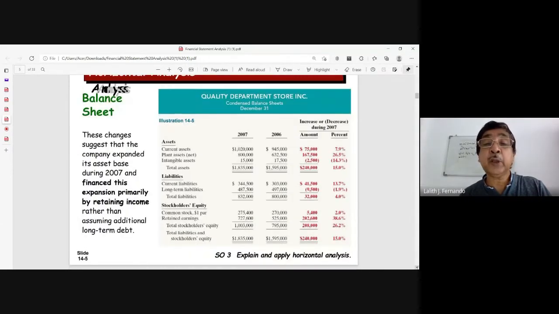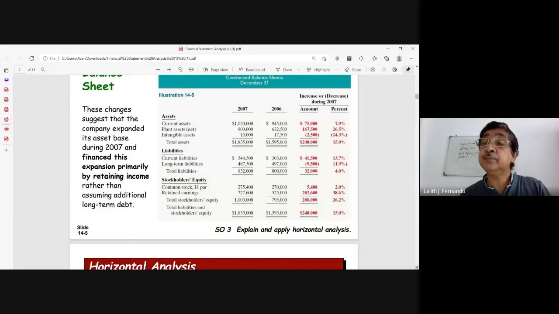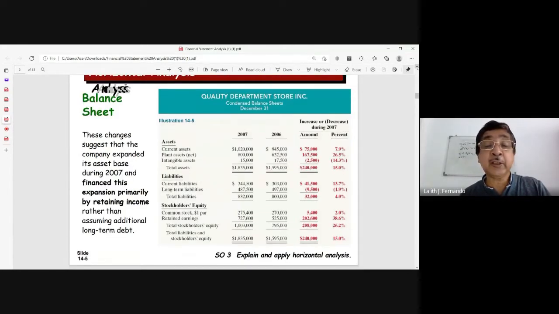Right, now you can just look at this example. Here we can apply horizontal analysis if you want.